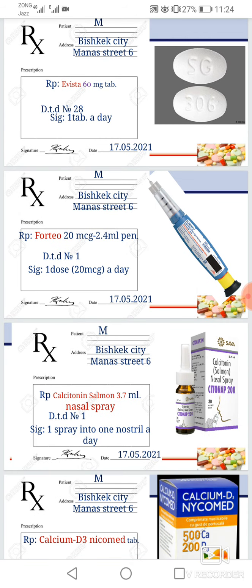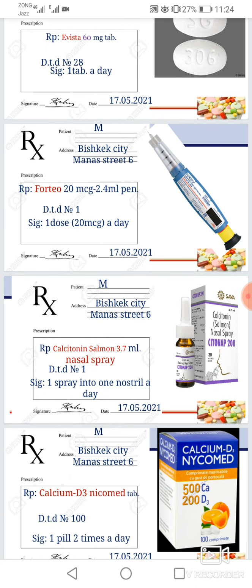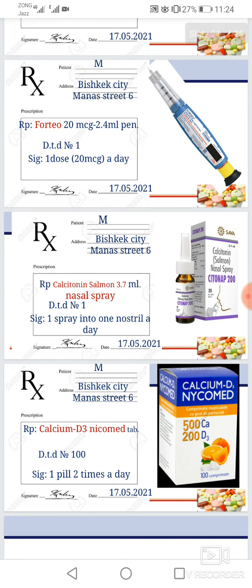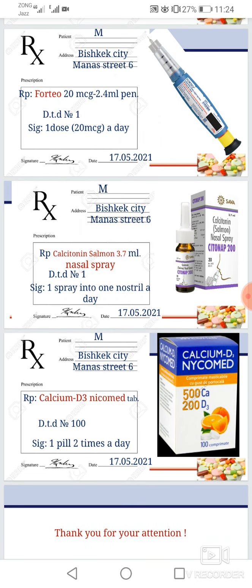And then we have Forteo 20 mcg to 2.4 ml. So it is one dose of 20 mcg a day. Then we have calcitonin salmon 3.7 ml nasal spray, and it is given one spray into one nostril a day. And then we have calcium D3 nicomide tablet, and it is one pill 2 times a day. So this was all about the effects of drugs on osteoporosis, and thank you very much.